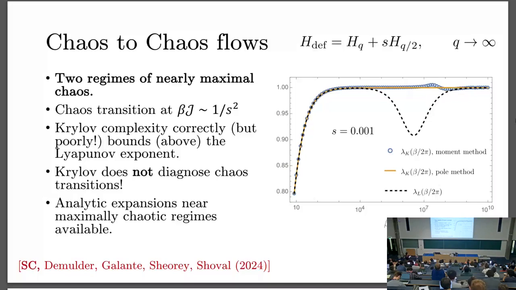All right. And I didn't show it, but you can also study the dependence of this dip of the Lyapunov exponent as a function of S, so this region where there is not maximal chaos, the transition between the intermediate infrared and the deep infrared, and that goes like 1 over S squared.